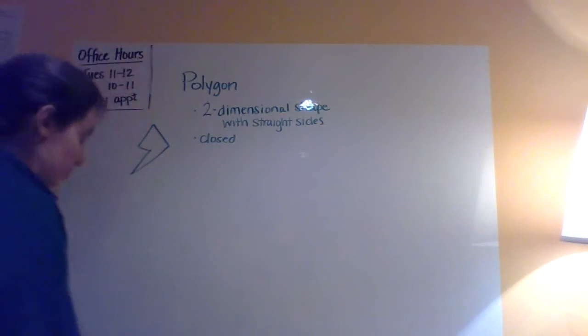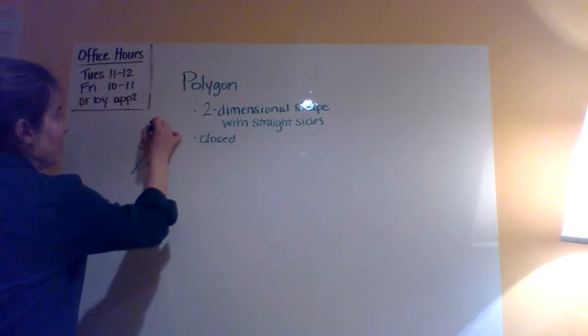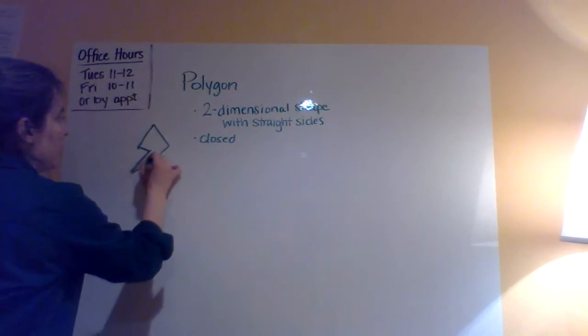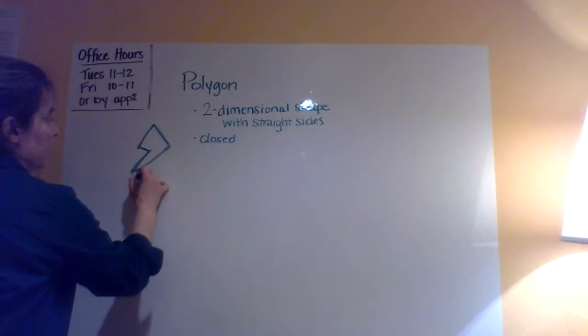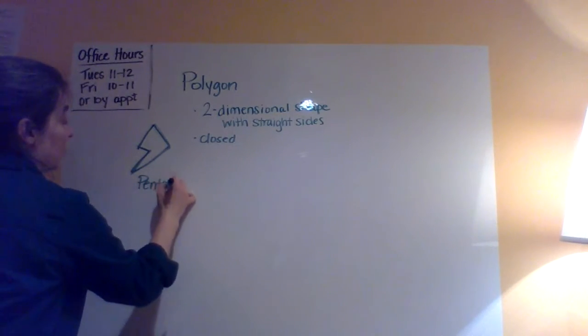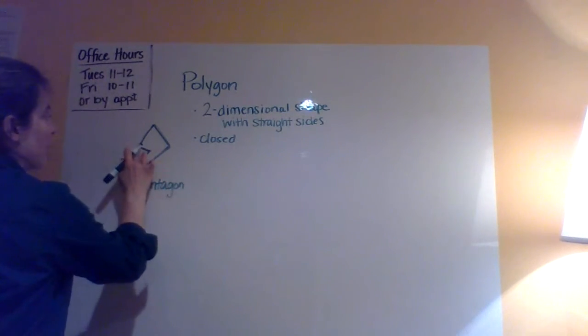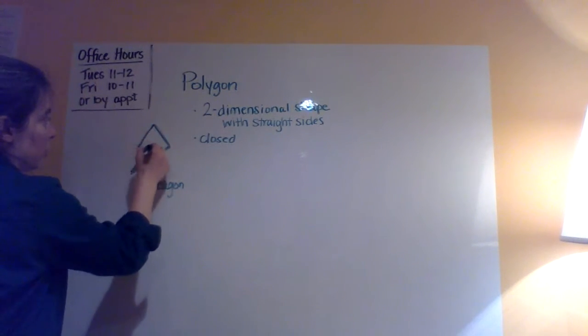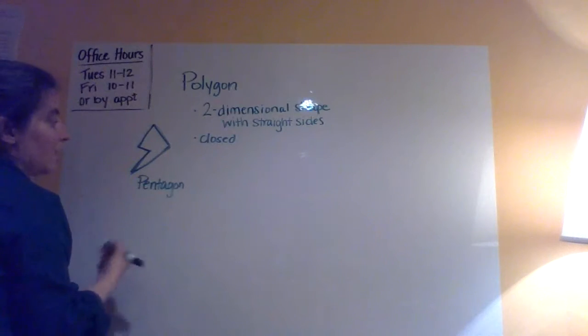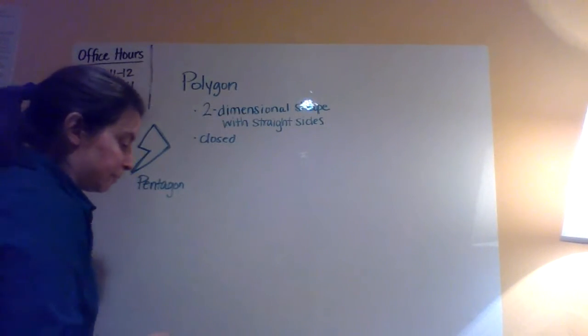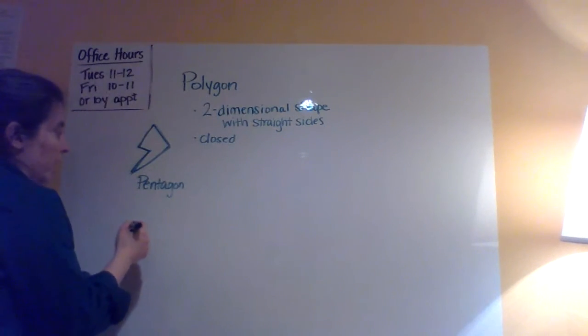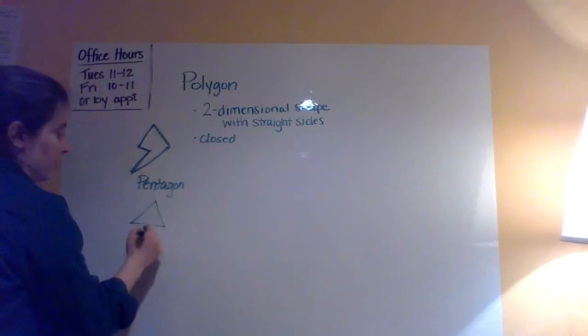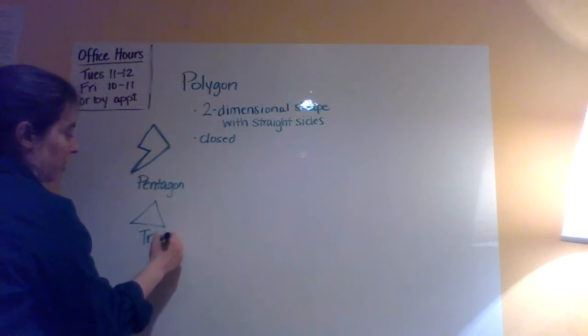One thing I wanted to point out though is that this right here is a pentagon. Okay. Now you might not think of it as a pentagon, but a pentagon, for example, is just anything that has 5 sides. So 1, 2, 3, 4, 5. Okay. That is a pentagon. We could have, anything that has 3 sides is a triangle. Doesn't matter what it looks like.